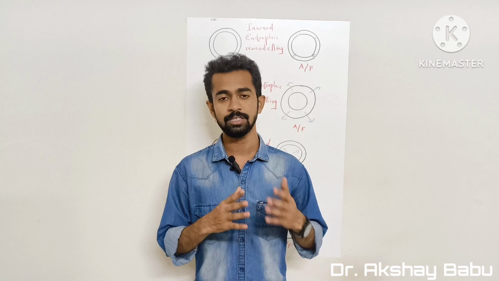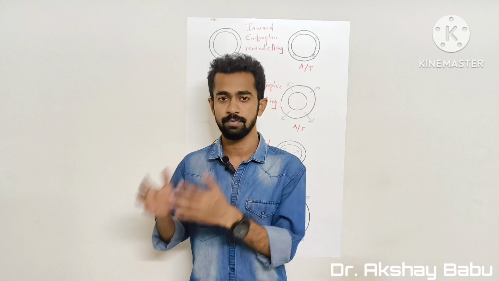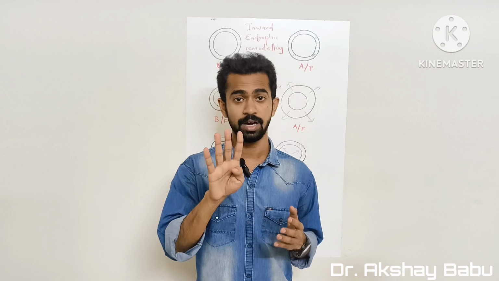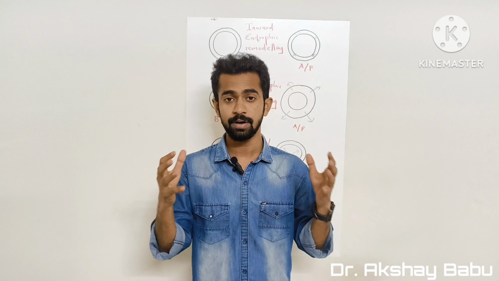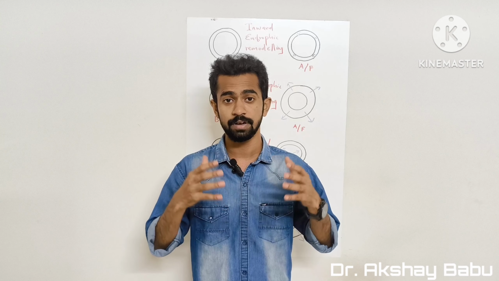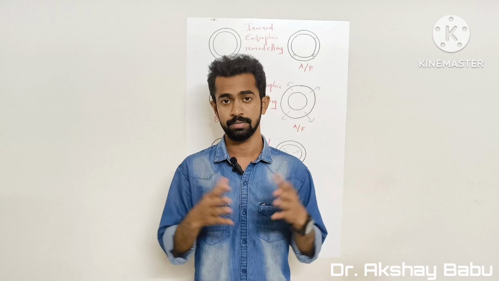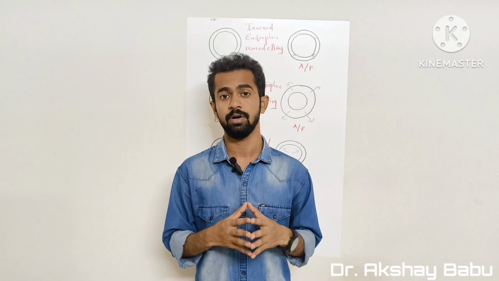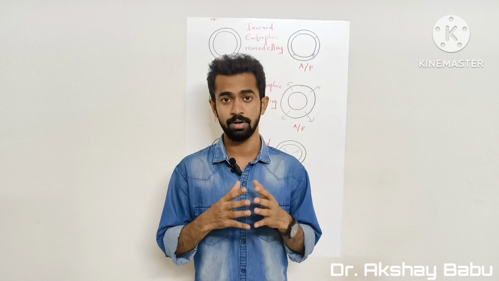So coming to the topic, vascular changes in response to chronic changes in blood flow or blood pressure. There are four different types of vascular remodeling. The first one is inward eutrophic remodeling, the second one is hypertrophic remodeling, the third one is outward remodeling, and the fourth one is outward hypertrophic remodeling. So coming to the first one, that is inward eutrophic remodeling.